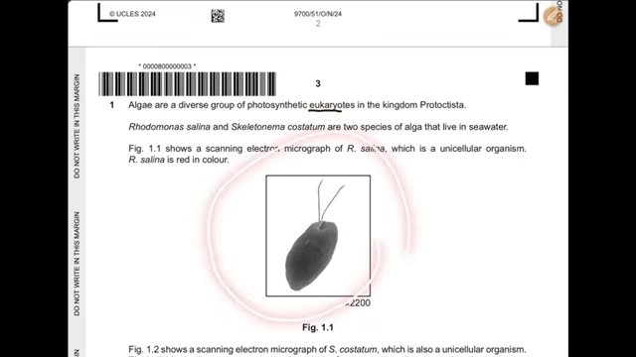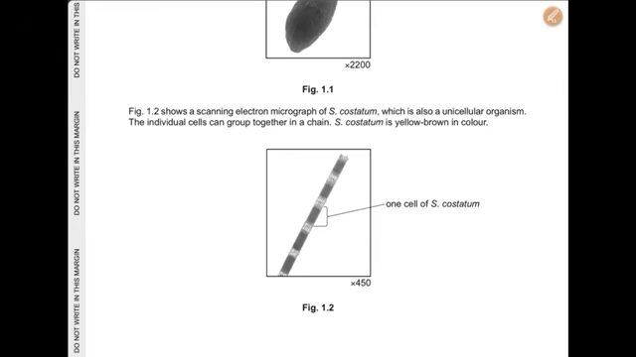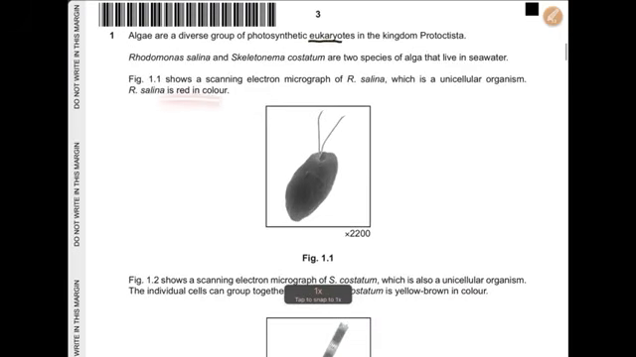Figure 1.1 shows a scanning electron micrograph of R. salina, which is one of these species of algae, which is a unicellular organism. R. salina is red in color. Figure 1.2, the second figure, shows the electron micrograph of the second species of algae, which is also a unicellular organism. The individual cells can grow together in a chain. You can see this is one cell, this is one cell, and then these are multiple cells arranged together in a chain. This is yellow-brown in color, while the first one is red in color.